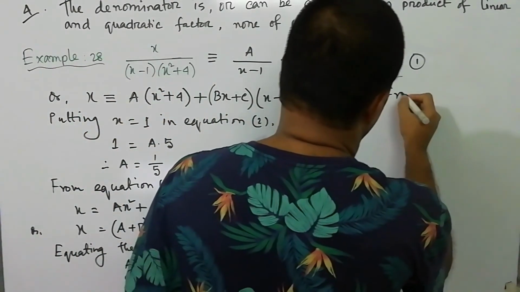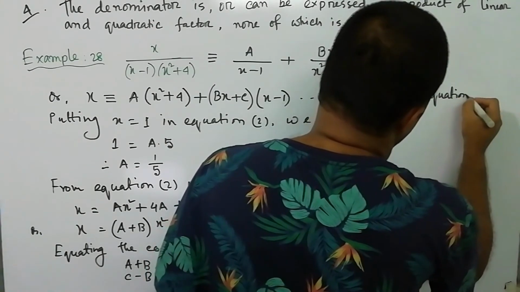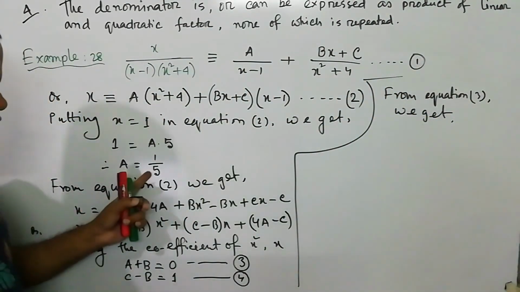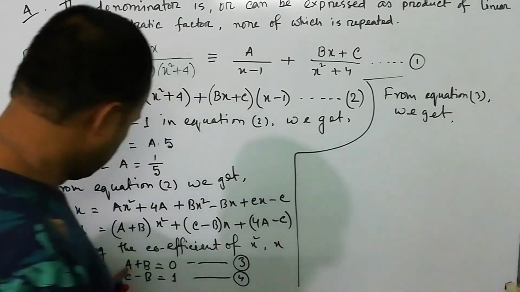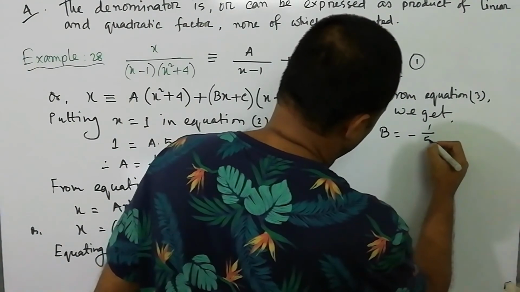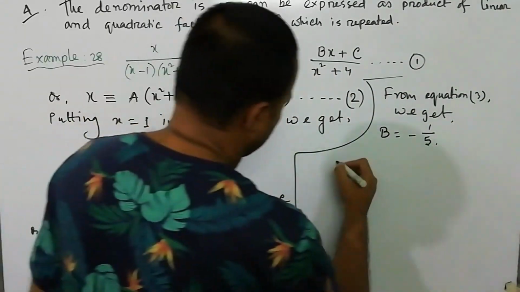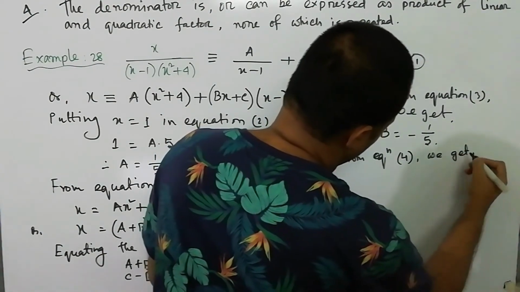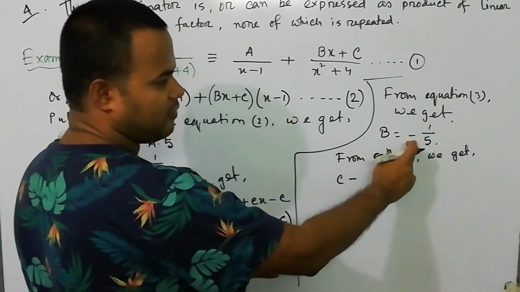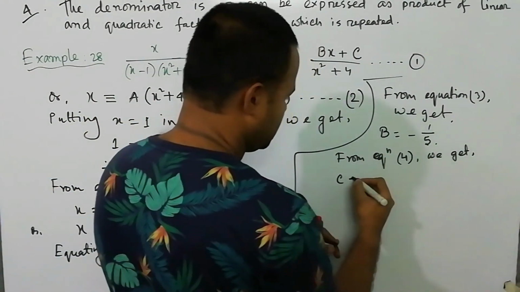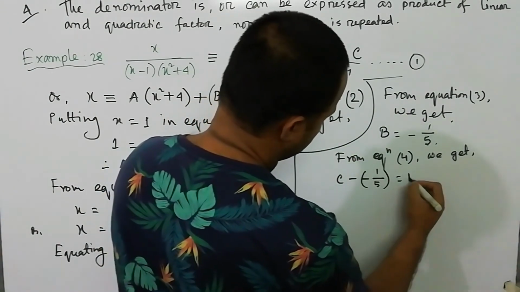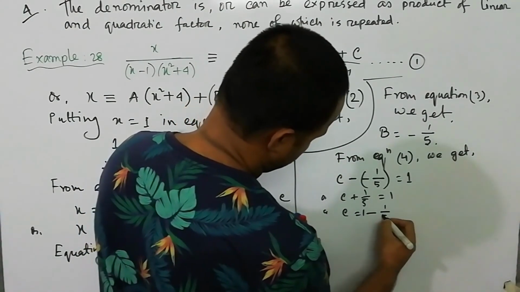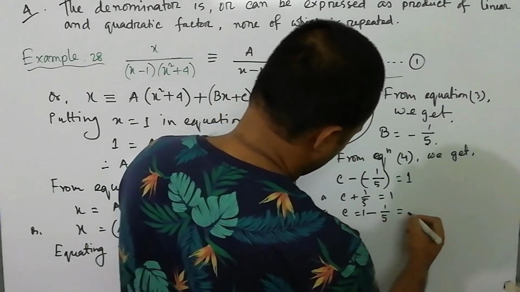Now from equation 3, we get, earlier we already have the value of a. If we put the value of a here, then we have b equals minus 1 by 5. Now from equation 4, we get c minus b, and we already have the value of b, that is minus 1 by 5. So c plus 1 by 5 equals 1, or c equals 1 minus 1 by 5, that is equal to 4 by 5.